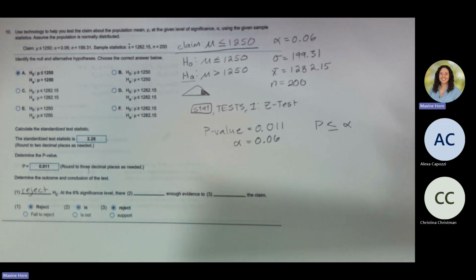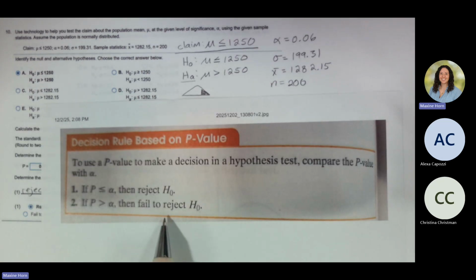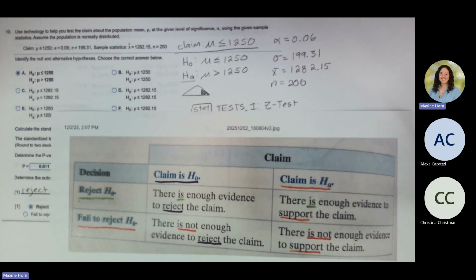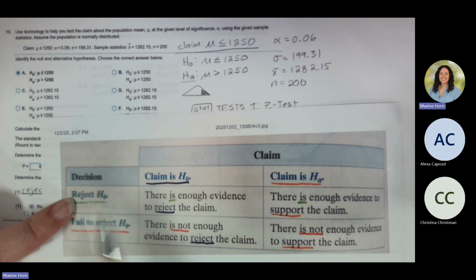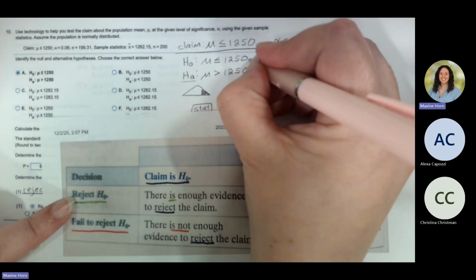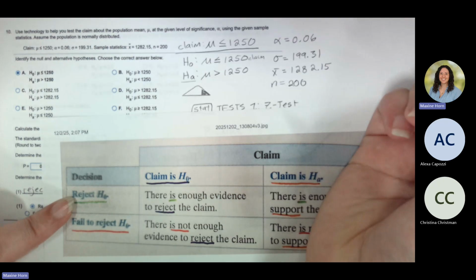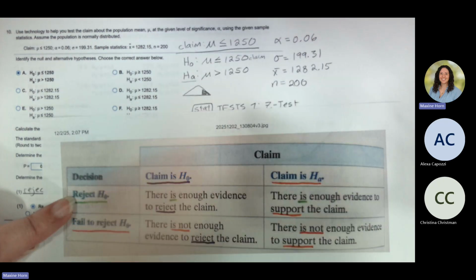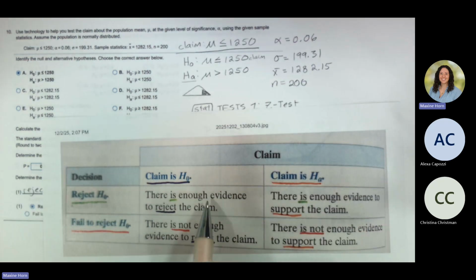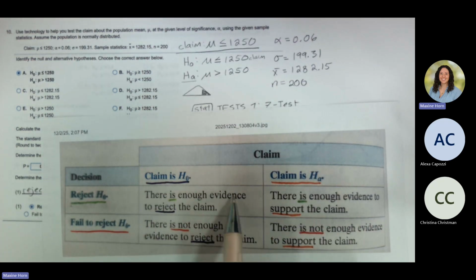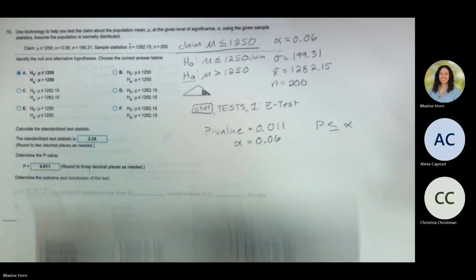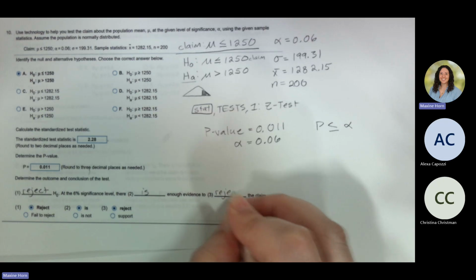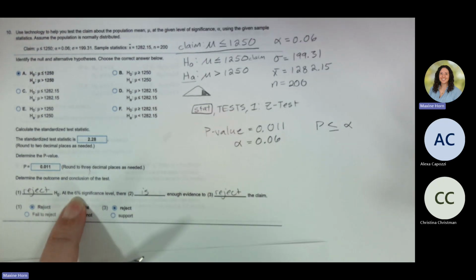We say, first step, do we reject it or do we fail to reject it? Once you've determined that, then you can go to your other chart and you can say, okay, I've rejected it. And, oh, you know what I didn't do? I normally always write claim next to whichever one of these was the claim. In this case, the claim was the null. So we rejected the null and the claim was the null. So the way that we're going to word this is that there is enough evidence to reject the claim. So we say there is enough evidence to reject the claim at the 6% level of significance.